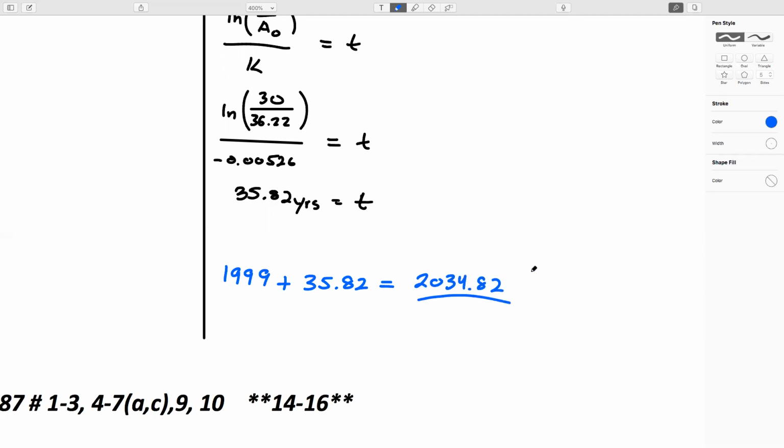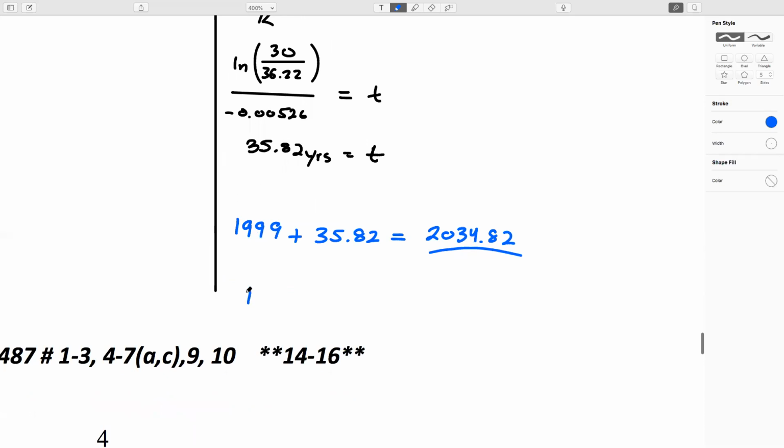So now we have to remember the context of the question. 2034 is not going to have a population of less than 30 million until we get past 0.82 of a year. So if the question's asking us to the nearest year, when will the estimated population be less than 30 million? Well, the population will be less than 30 million after 2035.